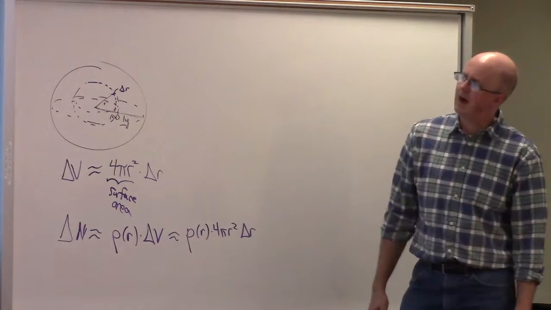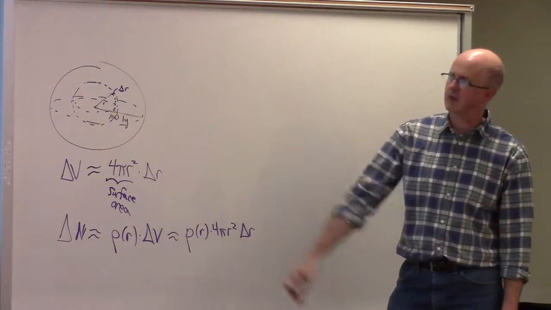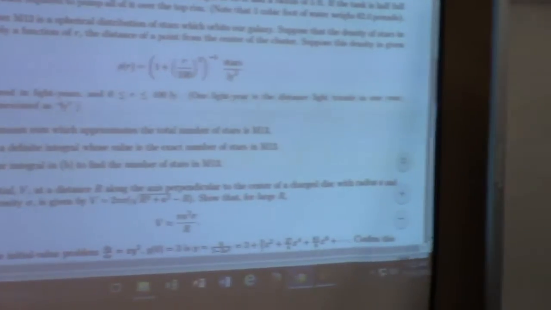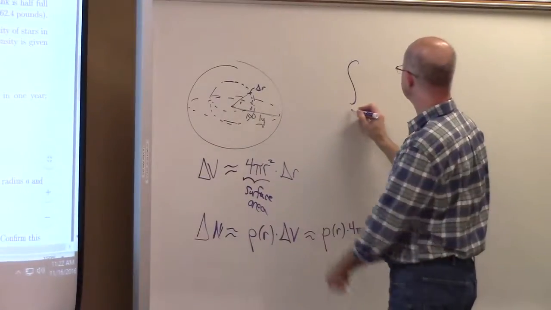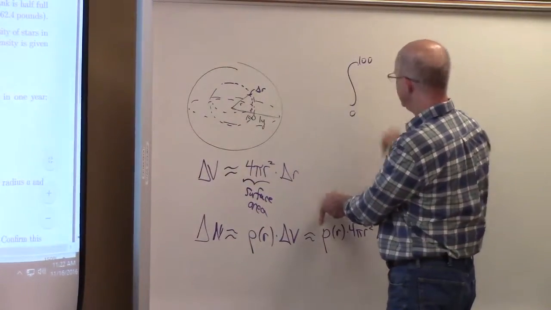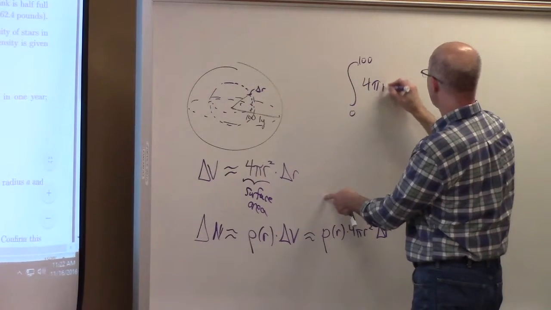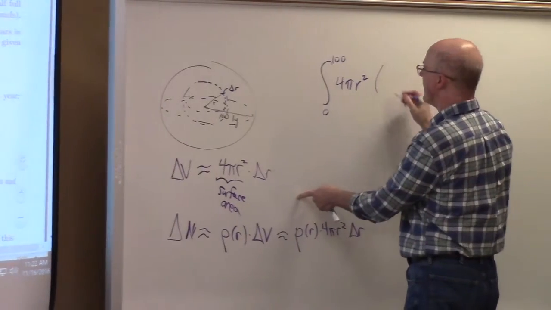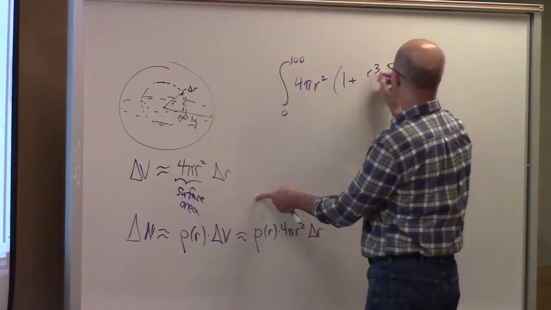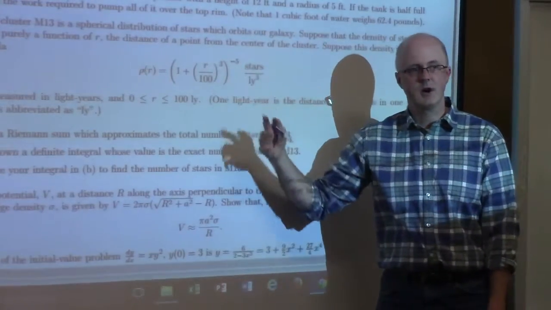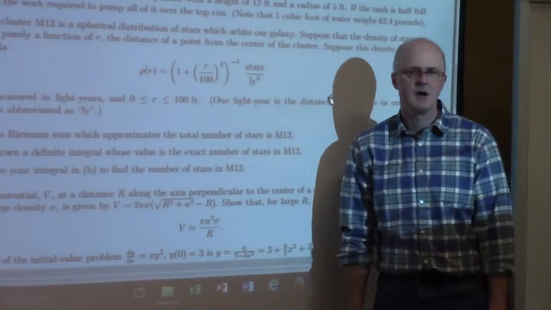You would need to bother with the formula to do part C, if you look back up here, which says evaluate your integral. Back over here, your integral is going to look like this. Units of light years for distance. We go up to 100 light years. Let me go ahead and put the formula for rho of r in here, and let me simplify it a little bit. r over 100 quantity cubed is r cubed over 100 cubed. 100 cubed is 1,000,000.